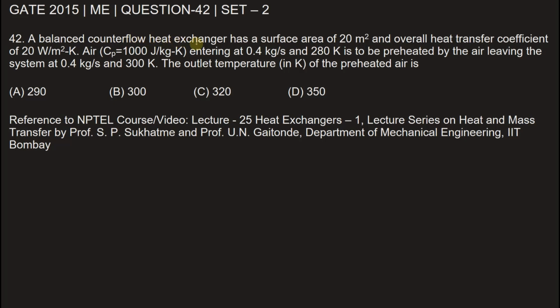A balanced counterflow heat exchanger has a surface area of 20 meter square and overall heat transfer coefficient of 20 watt per meter square Kelvin. Air whose specific heat capacity at constant pressure is 1000 joule per kg Kelvin entering at 0.4 kg per second and 280 Kelvin is to be preheated by the air leaving the system at 0.4 kilogram per second and 300 Kelvin. The outlet temperature in Kelvin of the preheated air is, so let's see the counterflow heat exchanger here.